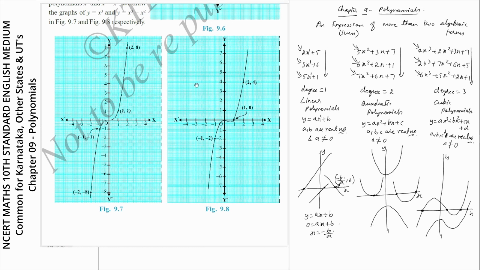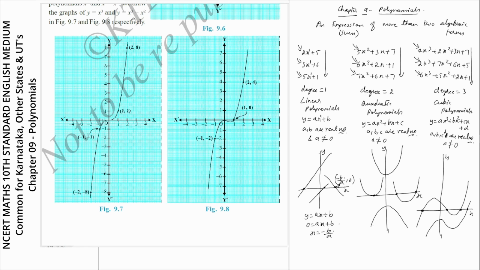Okay. Now they have given another example for a cubic polynomial. In this cubic polynomial, you can see it intersects at only 2 points. So the cubic polynomial is actually this one, y is equal to x cube minus x square.